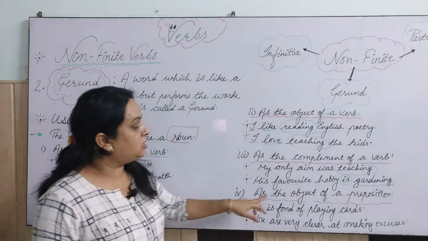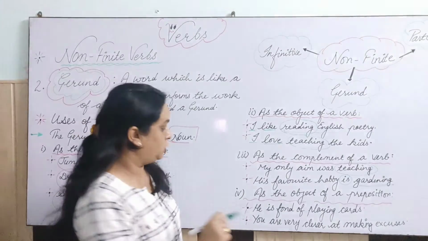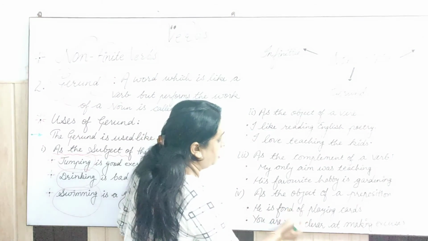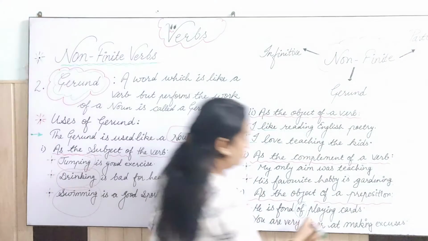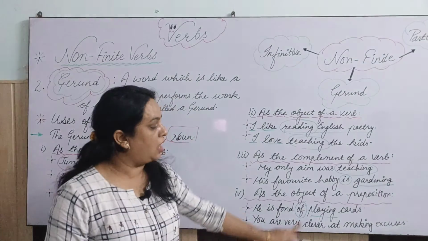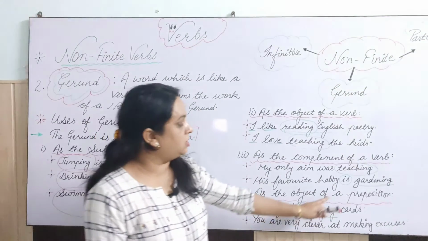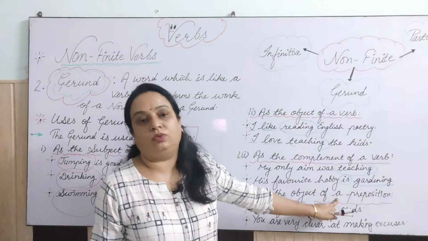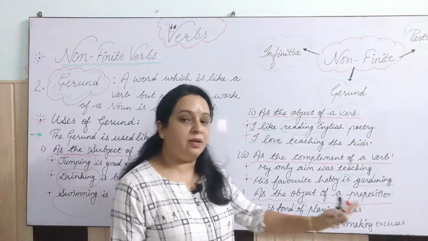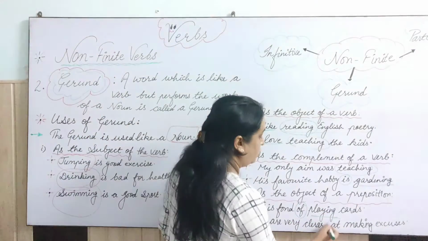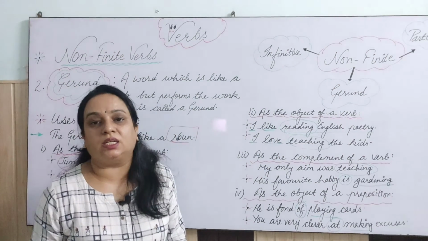Next: as the object of the preposition. Now this is very important. Object of the preposition. He is fond of. So what you have to find first? The preposition is of, right? Then playing cards. So this is the ing form. So after of, after a preposition, if it is an ing form, it works as the object of the preposition in the sentence, right? You are very clever at making excuses. Now this at is a preposition, and making is the gerund in the sentence.